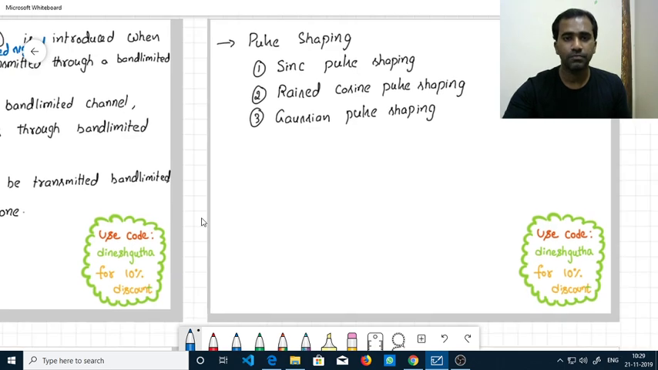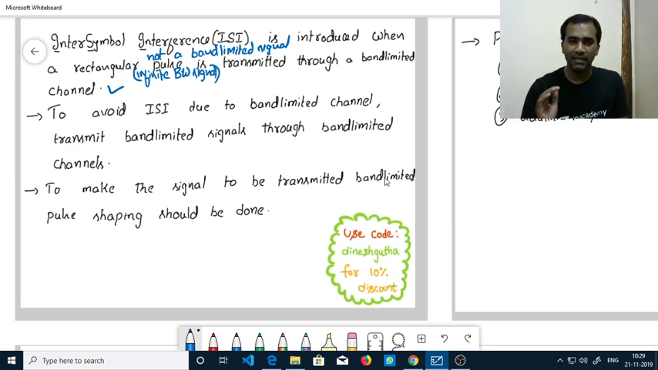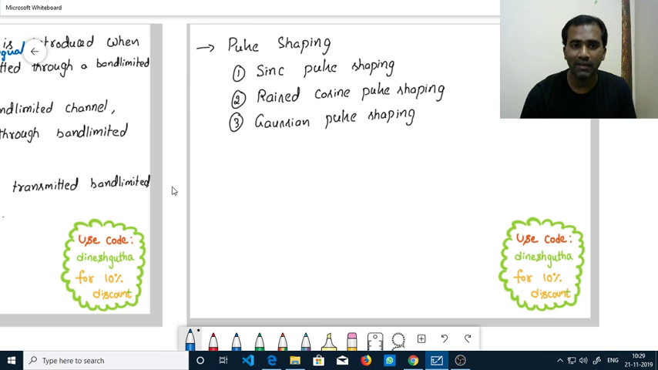Let me continue. Right. To make the signal to be transmitted band limited, we can do pulse shaping on the rectangular pulse. So what I mean by this is you can convert.